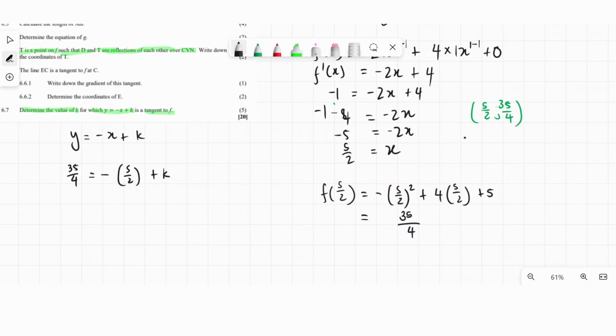Take this to the other side. It's going to give you, so simplify this, punch this into the calculator. You're going to find that k is equal to 45 divided by 4. And that's your k value.